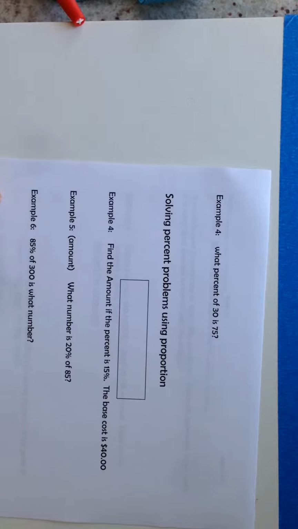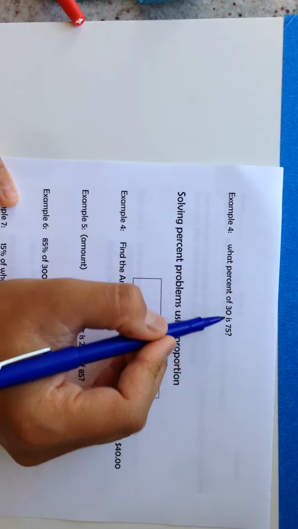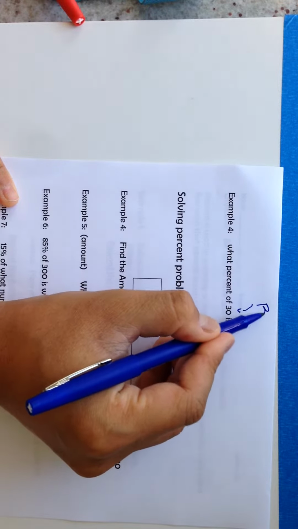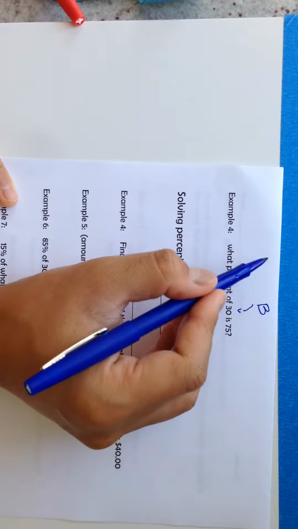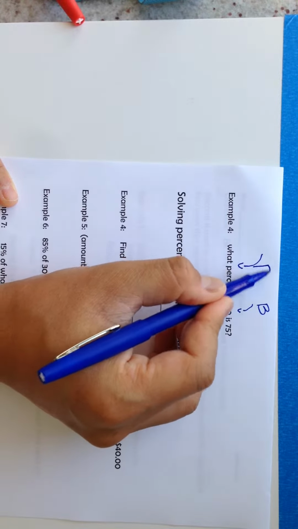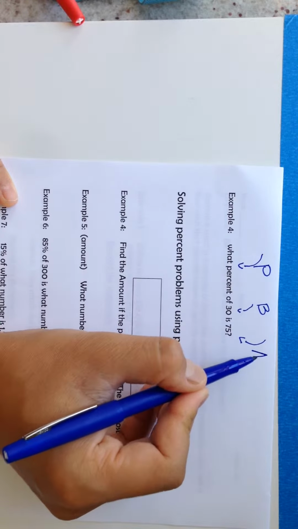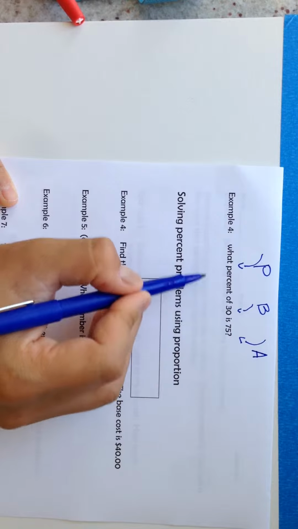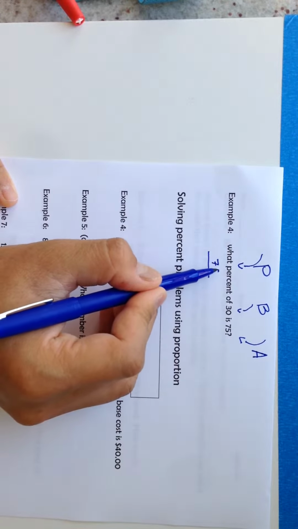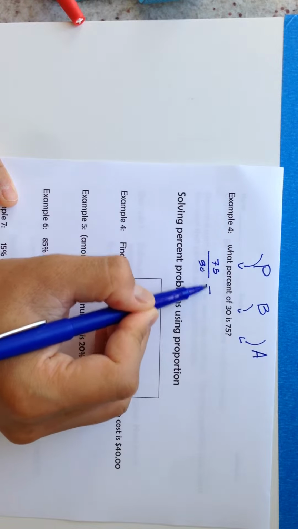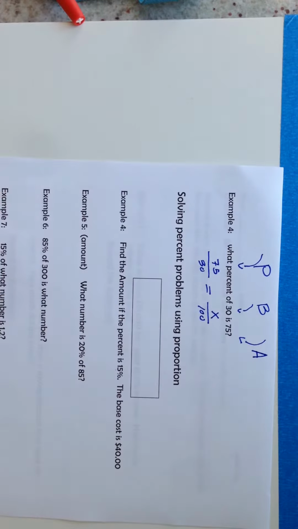But let's do one more translation. What percent of 30 is 75? So that is your base. I'm going to write the capital letter B for your base. I am going to write the letter P for your percent. And this is going to be your amount. Okay, so remember, amount over base, so 75 over 30, equals what percent over 100? The 100 is always going to be there.